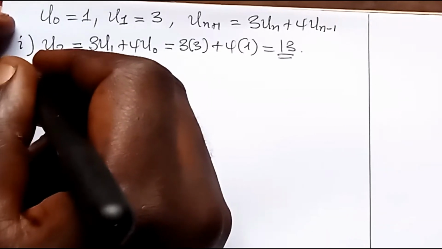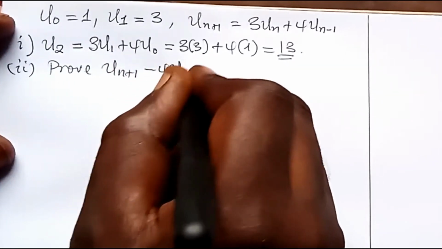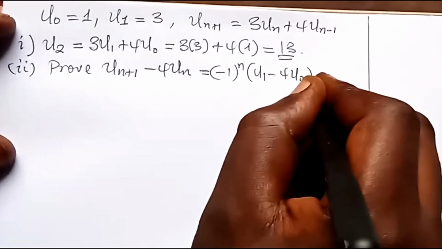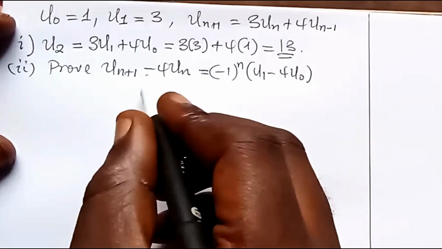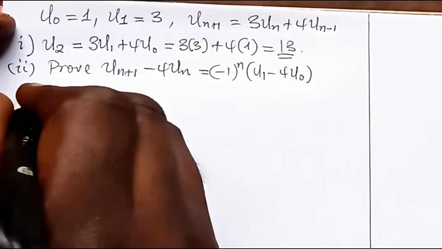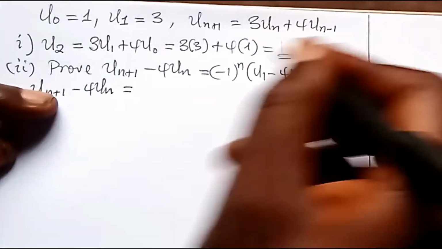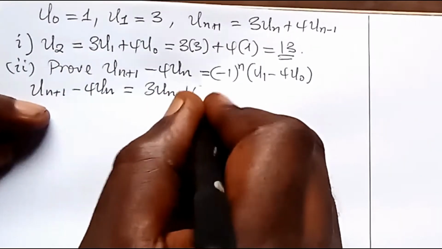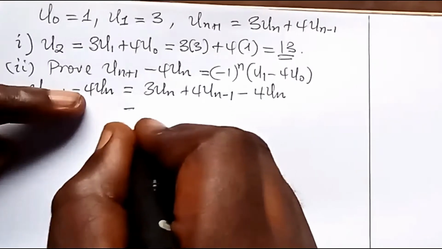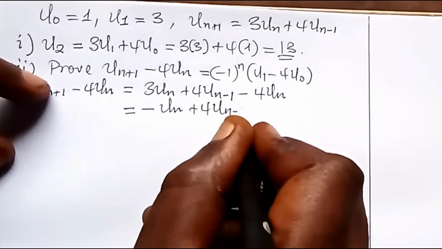In Roman 2, we are asked to prove that un plus 1 minus 4un should be equal to negative 1 to the n into u1 minus 4u0. So the proof, we're obviously going to start with the left hand side since we have an expression for un plus 1 given in the question. So un plus 1 minus 4un equals, I replace un plus 1 by the expression given, which is 3un plus 4un minus 1, then minus 4un, the last term. This gives 3un minus 4un, they are like terms, so it gives negative un plus 4un minus 1.